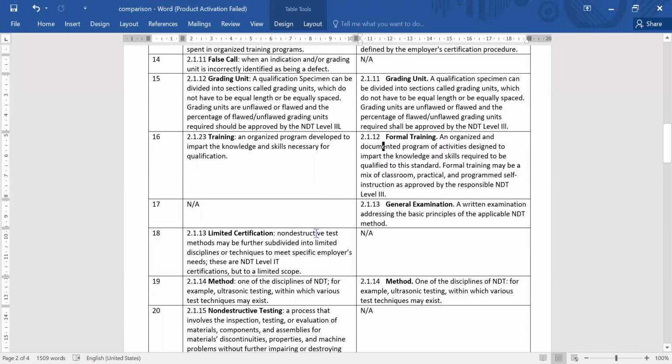General examination: a written examination that addresses the basic principles of the applicable NDT method. Limited certification: non-destructive test methods may be further subdivided into limited disciplines or techniques to meet specific NDT needs. These are NDT Level 2 certifications, but to a limited scope. Method: one of the disciplines of NDT, for example ultrasonic testing, within which various test techniques may exist. Same for both.